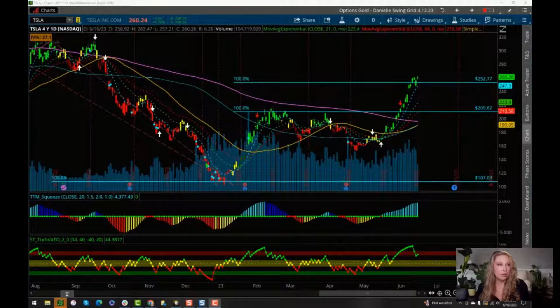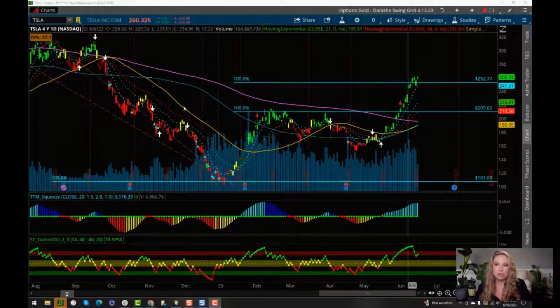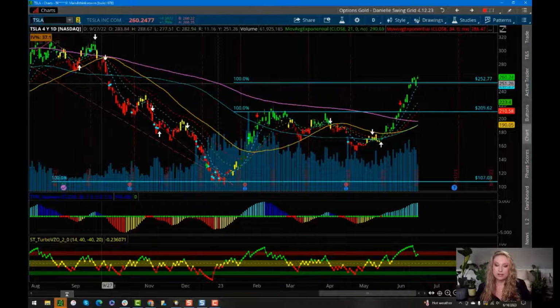You can also see where the critical zones of resistance were. You can see that price was hanging out around that resistance zone at 210 for quite a while. And then upon the break higher, that's where we got a major volume breakout. So let's go ahead and look at a couple other charts.